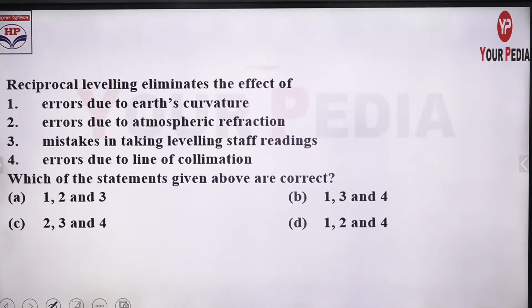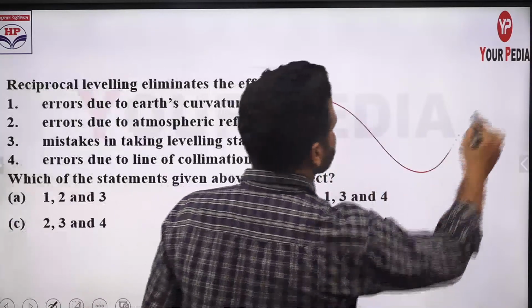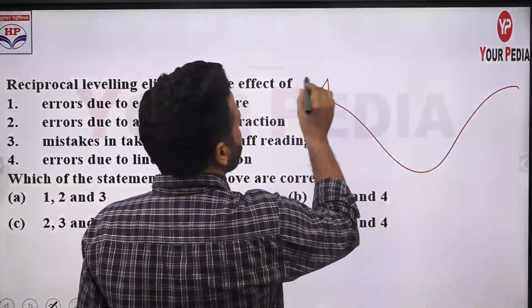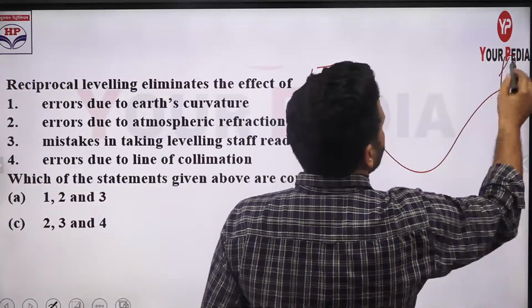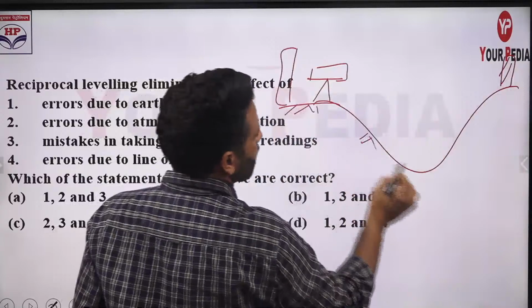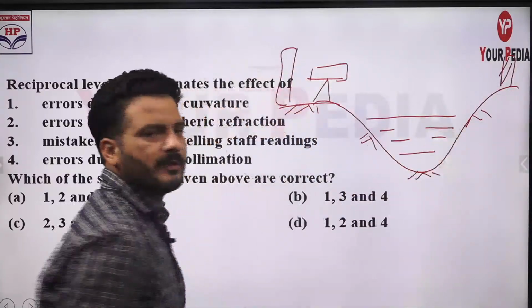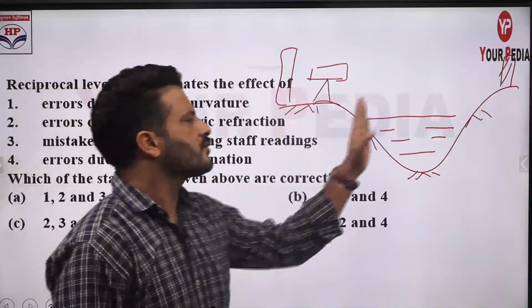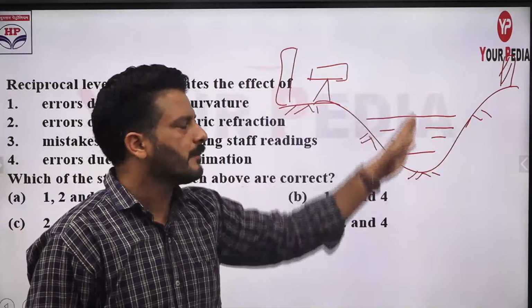So let's proceed ahead. Next question. Reciprocal leveling eliminates the effect of, what is reciprocal leveling? Whenever it is difficult to place the instrument in between the two positions, suppose here we are going to place staff, or we are going to calculate the RL at the next position. In between these 2 points we have some kind of valley, it might be a river, so it is impossible to put the instrument in between these 2 points. So sir, why do we want to put the instrument in between these 2 points?